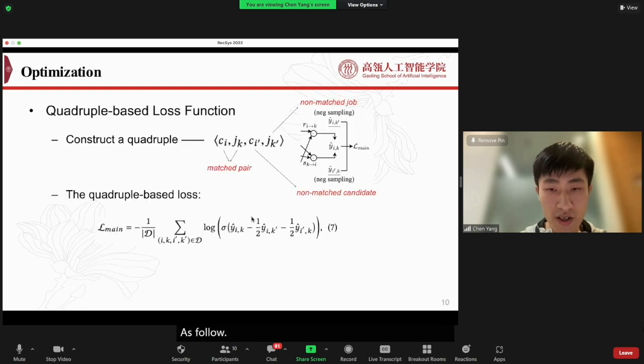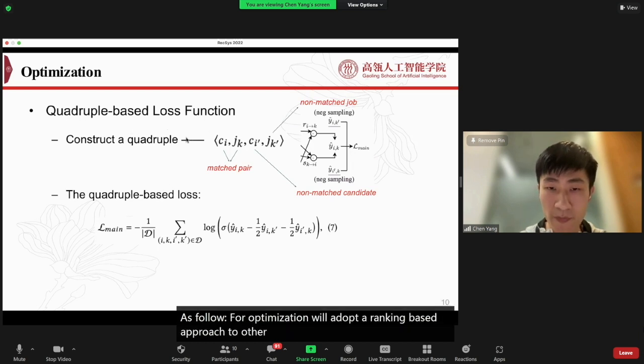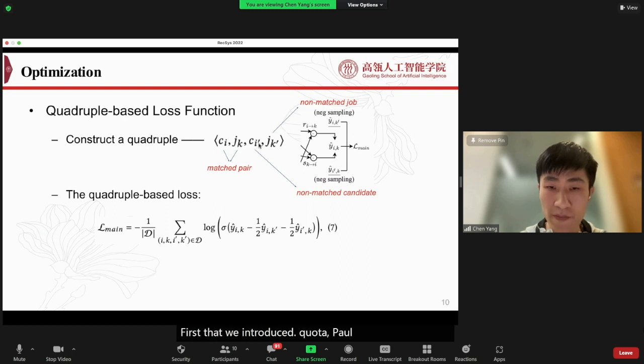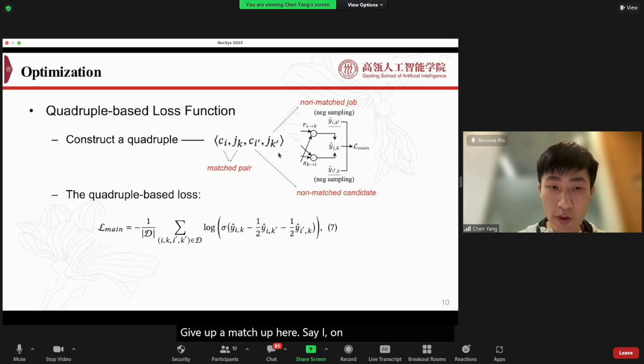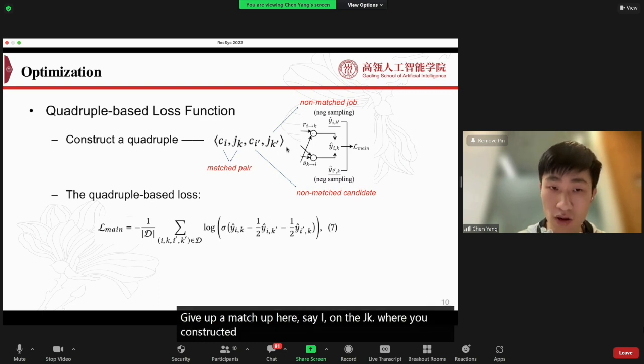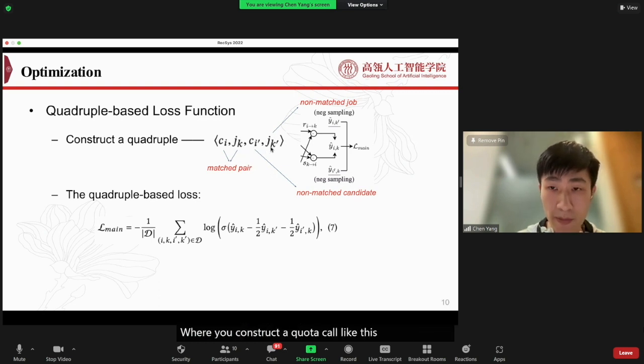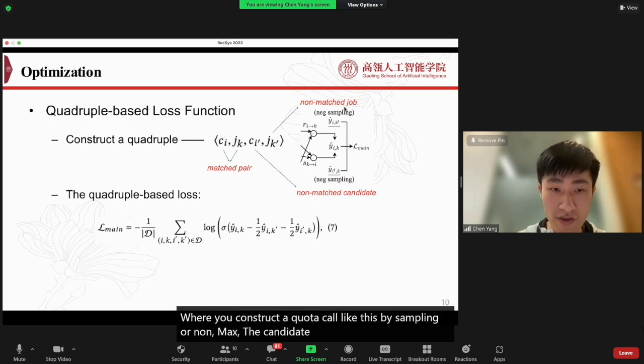For optimization, we adopt a ranking-based approach to optimize the entire model. First, we introduced a quadruple-based loss function. Given a matched pair Ci and Jk, we construct a quadruple like this, by sampling a non-matched candidate and a non-matched job.